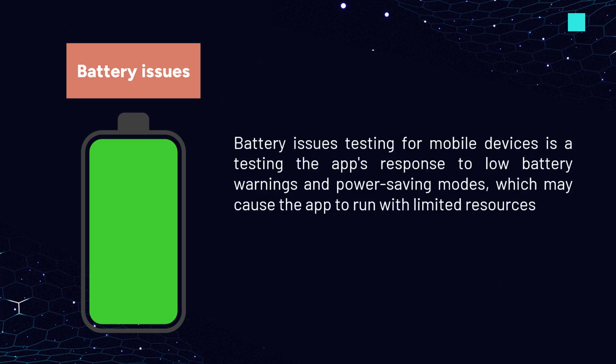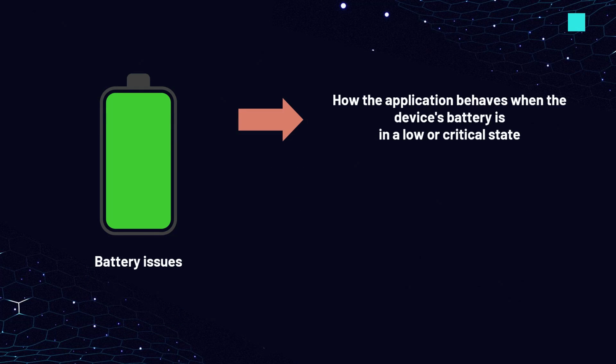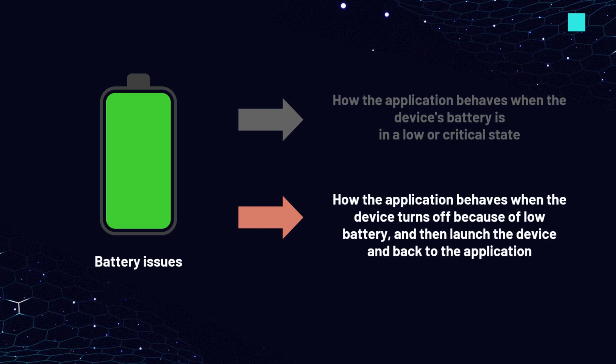Usually, during battery issues testing, a QA engineer verifies how the application behaves when the device's battery is in a low or critical state, how the application behaves when the device turns off because of low battery, and then how it behaves when launching the device and going back to the application.